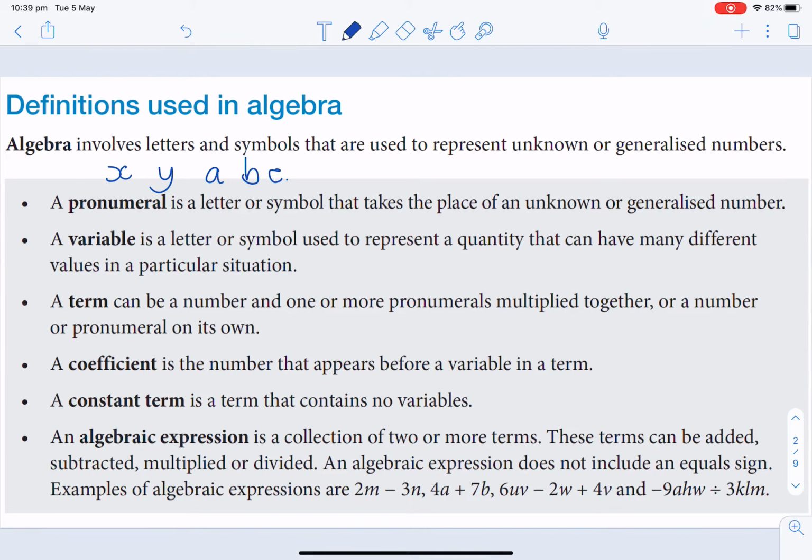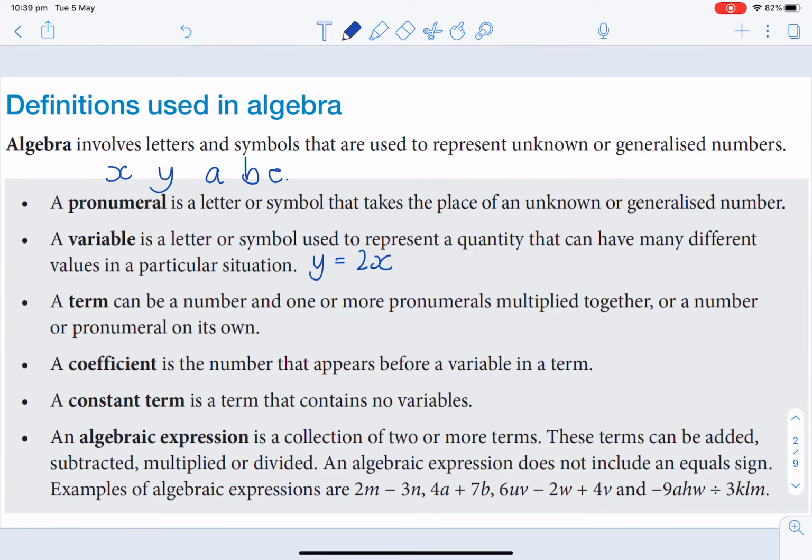A variable is a letter or symbol used to represent a quantity that can have many different values in a particular situation. So, we can change our y value based on how many x's we have. If, for example, y equals 2x, every time we have 1x, we have twice as many y's. So y is our variable.